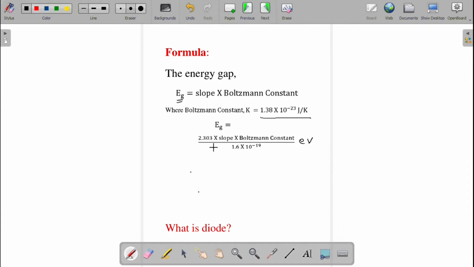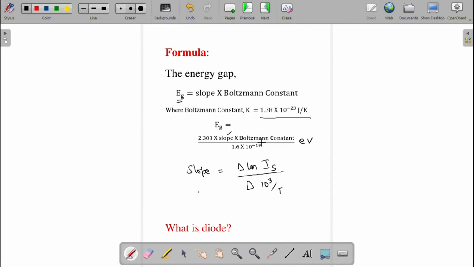So here the formula is 2.303 into slope into Boltzmann constant divided by 1.6 into 10 to the power of minus 19. Here, what is the slope? Slope is equal to delta of natural logarithm of Is divided by delta of 10 cube divided by T. This is the slope we will get from the graph between natural logarithm of Is and 10 cube by T. So this slope value we have to substitute.